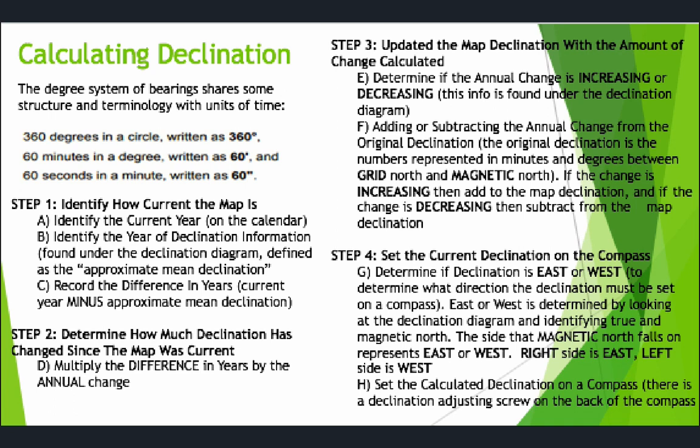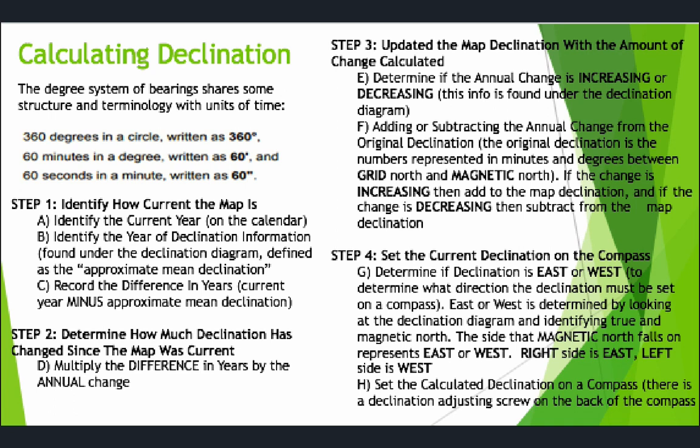Step 1 is to identify how current the map is. In order to do so, you need to identify the current year. That is the year in which you are calculating declination. For example, if I were calculating declination for this year, I would be using the year 2020, as it is the current calendar year.